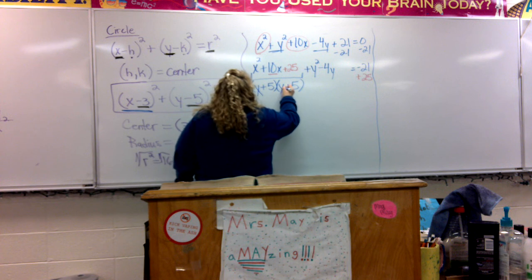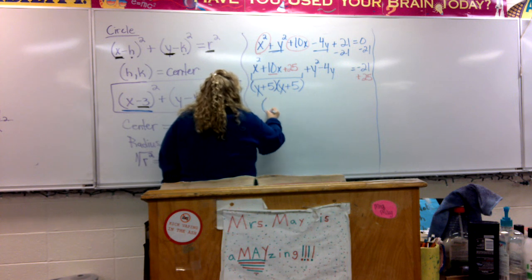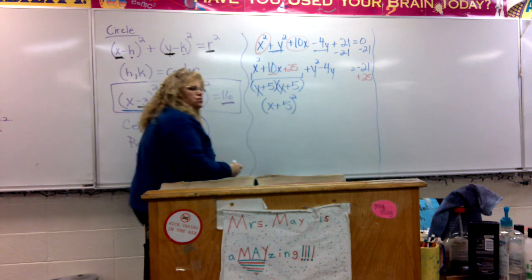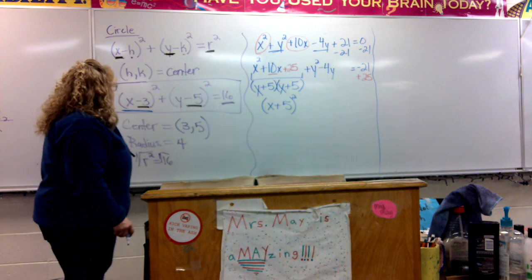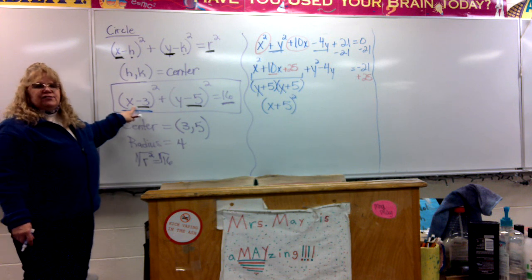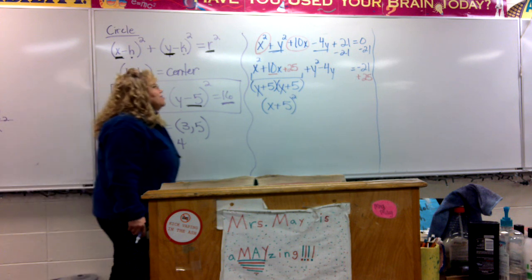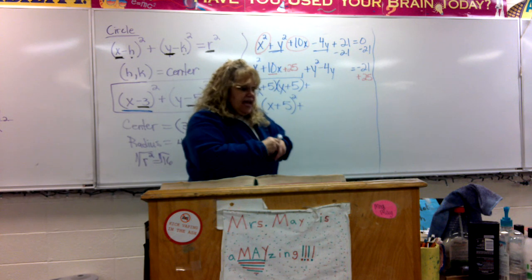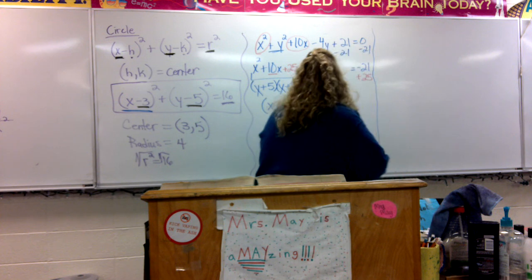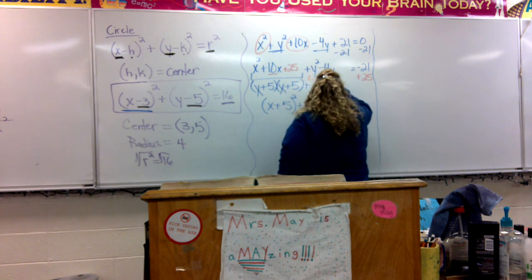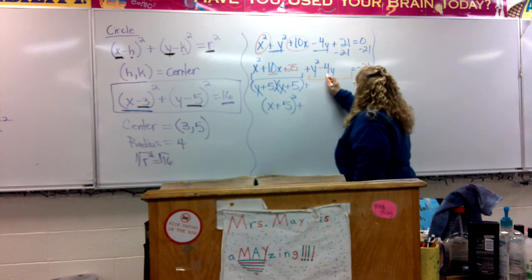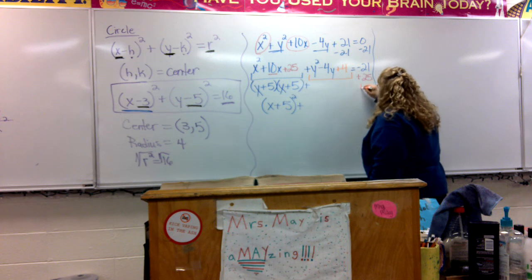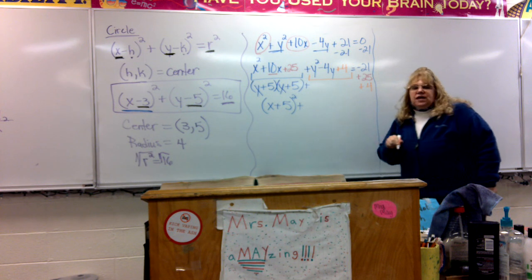Oh, yes, sorry, thank you. So that you can write it as x plus 5 all squared. Now it looks like this. And then guess what we're going to do with the y stuff? Same thing. So you're going to complete this square. What's half of 4? 2 squared. So we're going to add 4. Don't forget to add it to both sides.